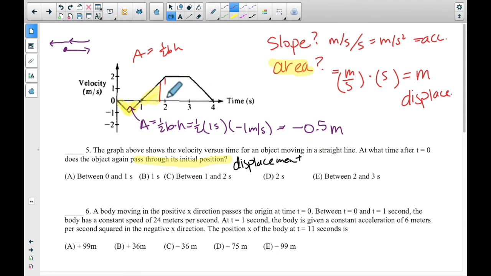If I went to the 2, that was too much. If I go to the 1, that's obviously not enough. It's nothing. So I have to go somewhere in between 1 and 2 seconds. So my answer is C.